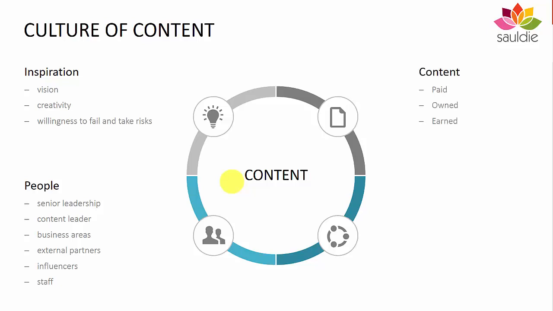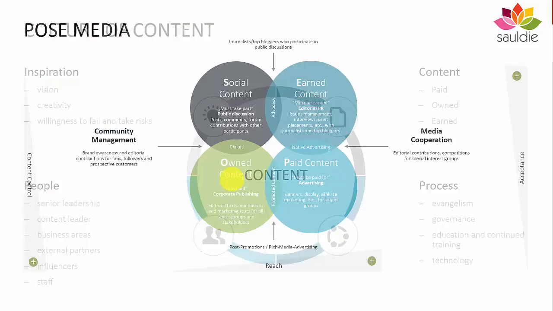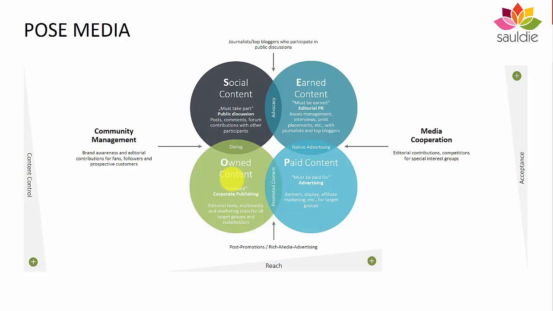We should develop content paid, owned, and earned. And we should start a process of evangelism and governance. We should start educating our staff regularly. So if we are talking about media, then there is a difference between earned content, that must be earned, for example, editorial, public relations, people writing about you, interviews, print placements. Then there is paid content like banners, display, affiliate marketing, where you're paying for it.